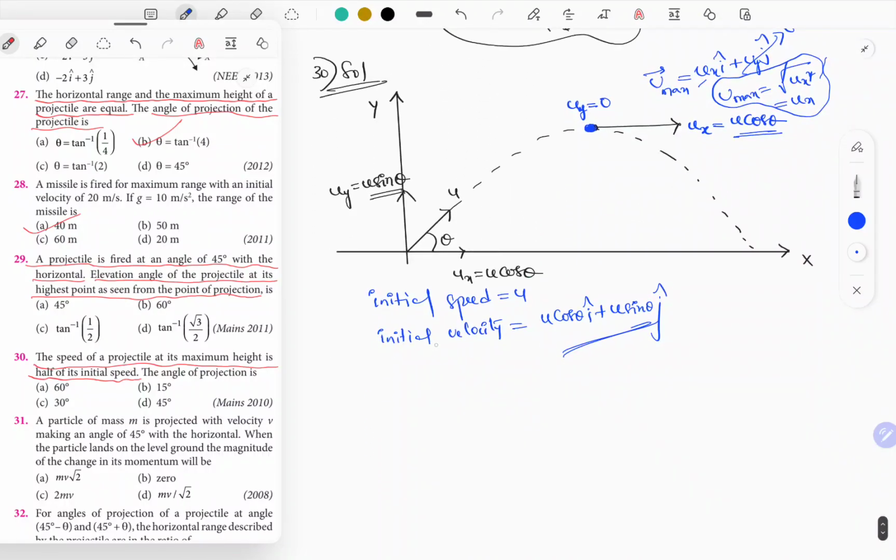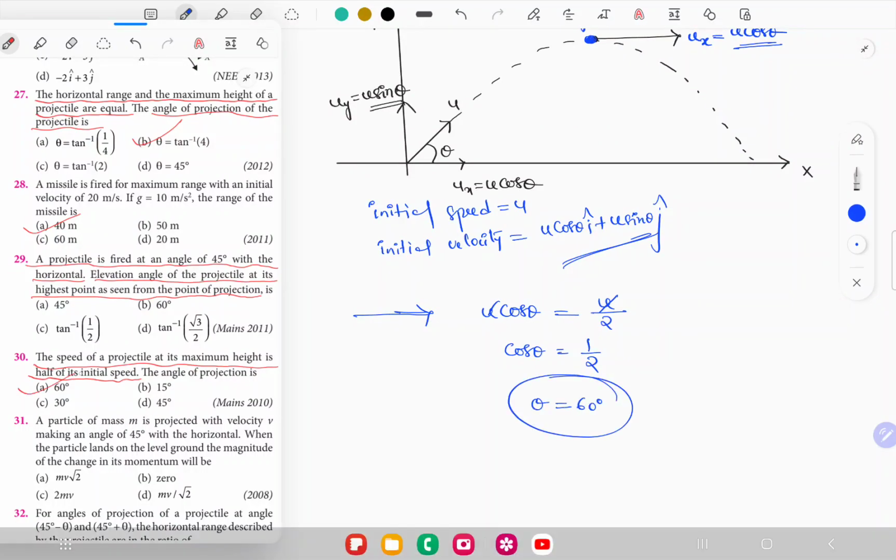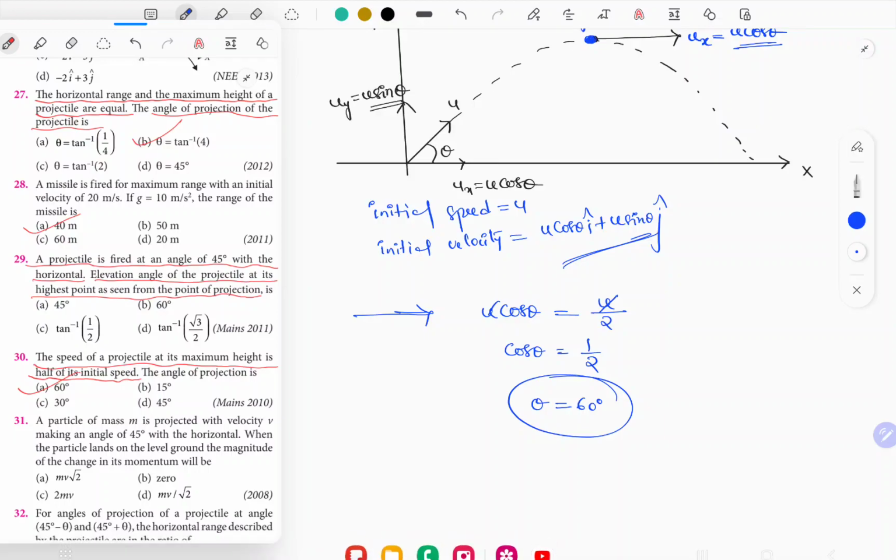They clearly mentioned the speed of the projectile at maximum height. What is the speed of the projectile at maximum height? U cos theta, which is equal to half of its initial speed. Initial speed is u, half in the sense u by 2. So u gets cancelled, then cos theta is equal to 1 by 2. At what value of theta are you going to get cos theta as 1 by 2? At 60 degrees. Which option is correct? Option A is correct. Very good. Next.